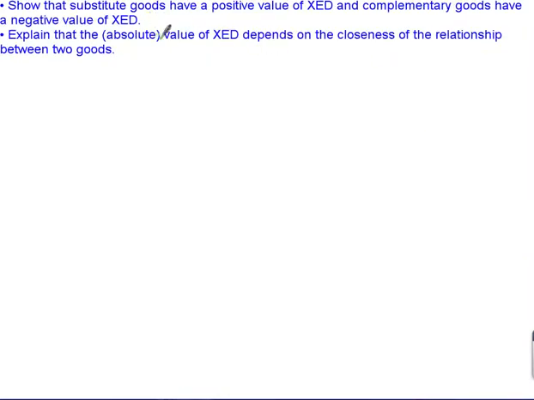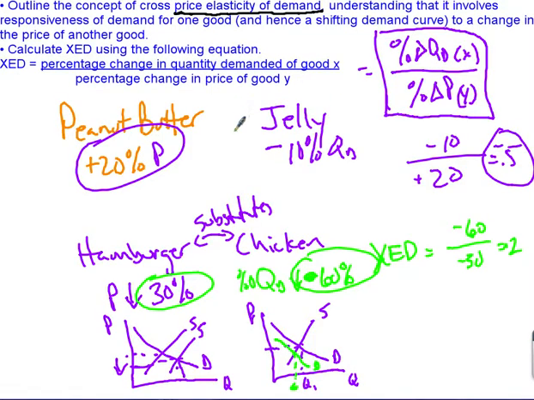Now, take a look at these. Show that substitute goods have a positive value of XED and complementary goods have a negative value of cross-price elasticity. And, well, let's take care of that one first. Over in this formula over here, whenever the goods are complements, if the price of one of them goes up, we would always expect the quantity demanded of the other to go down.